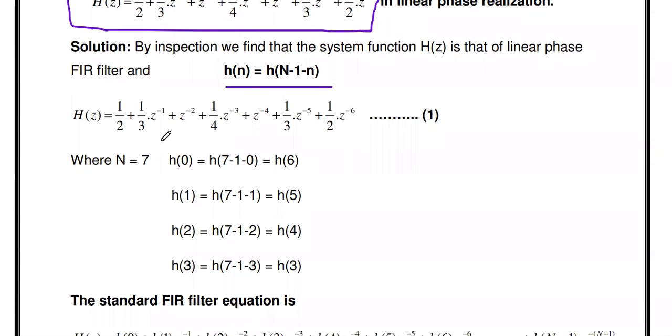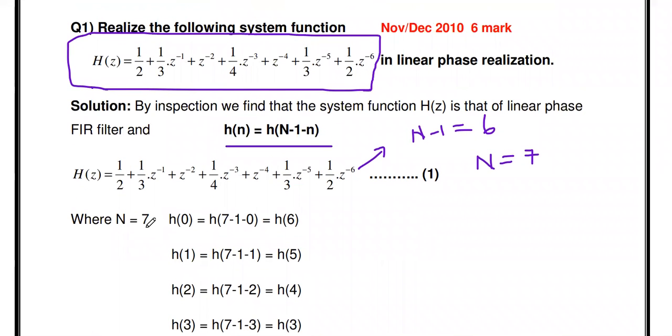First, this is our given transfer function. In it, the highest power is 6. This 6 indicates N-1, so N-1 is equal to 6, which means N equals 7. So the order of our FIR filter is 7. Now we apply N equal to 7. Small n is the time, capital N is the order. So capital N is always 7, a constant. Small n is the time.